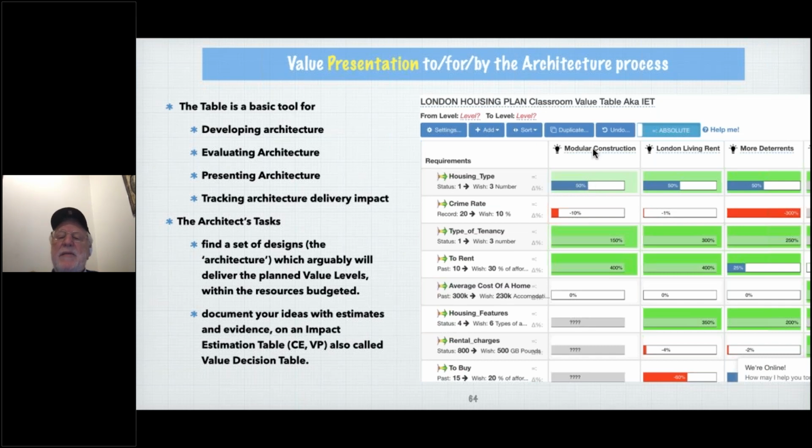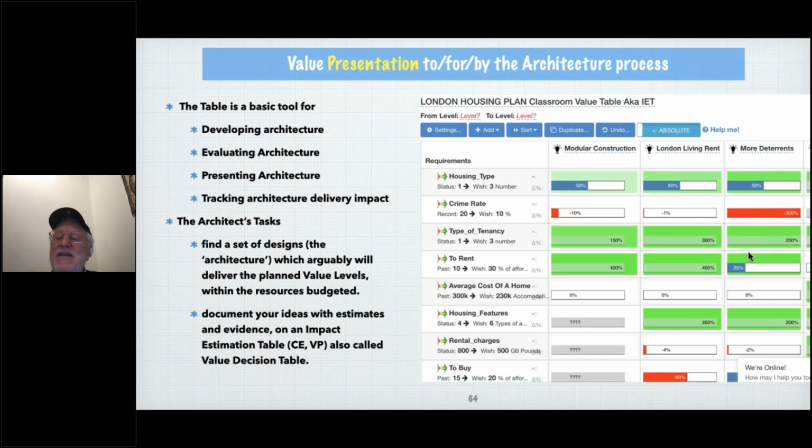So this simply means modular construction will get us halfway towards our housing type goal. London living rent, and this was obviously done by the BCS courses, will get us halfway to this goal. And the more deterrence will have a negative effect of minus 300% on the crime rate. Oh dear. But it will have a 250%, in other words, 2.5 times more than we need, on the type of tenancy goal. Well, wow, maybe that makes up for that almost.